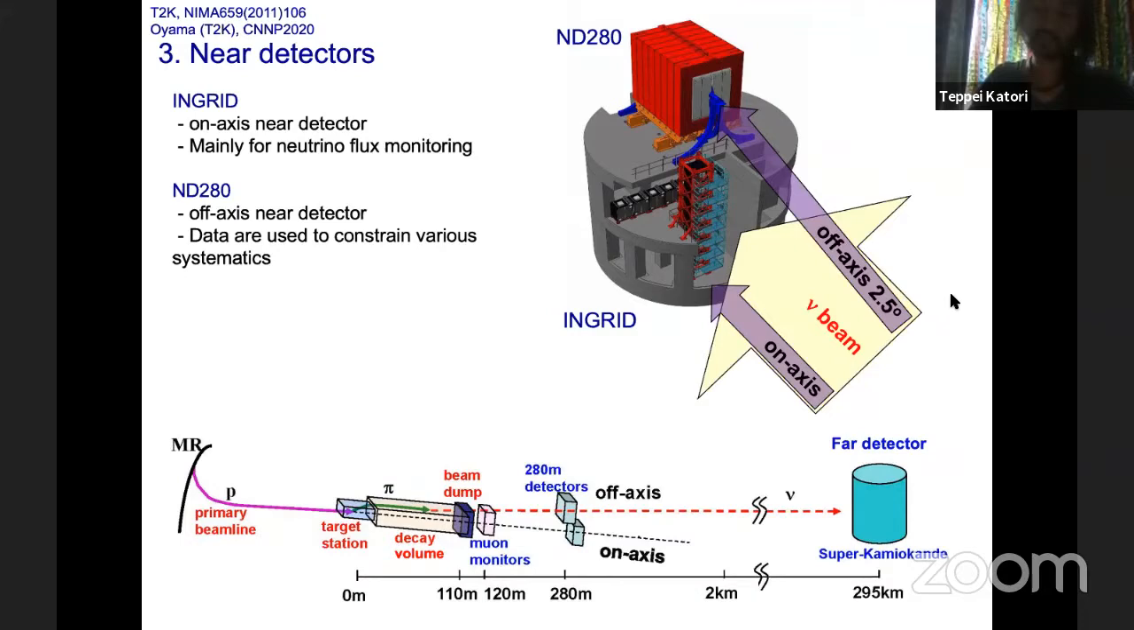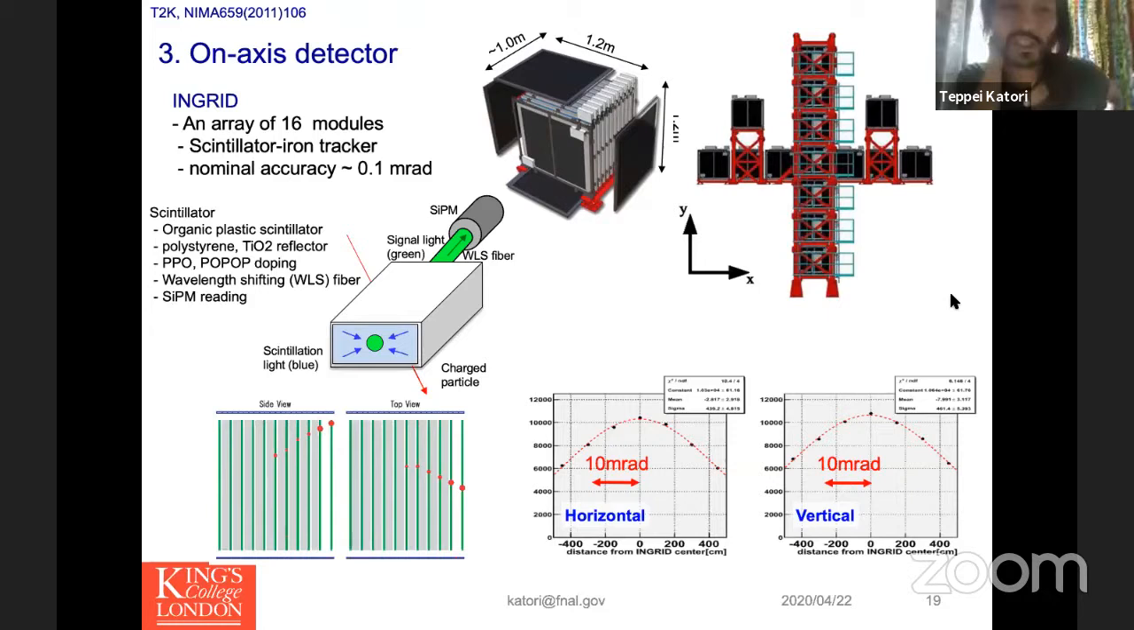Okay, let me talk about INGRID first. INGRID is an array of 60 modules, and each of them is a roughly 1 meter cube detector. It's a sandwich of scintillator and iron tracks. By using INGRID, we can monitor the flux distribution with a nominal accuracy of around 0.1 milliradian. You see this figure, which shows the distribution of flux at different locations of INGRID for both horizontal and vertical directions. So these 60 modules are distributed several meters away. And this data shows what a track in INGRID looks like. Maybe this is a muon from a muon neutrino.